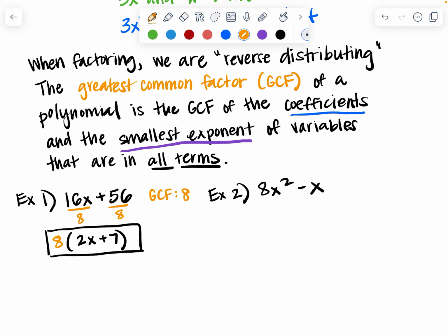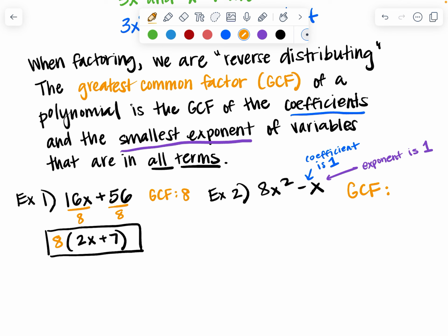In this next one, let's find the greatest common factor. Things to keep in mind: this one has a coefficient of 1, and it also has an exponent of 1. So if the coefficients are 8 and 1, the largest thing I'm going to be able to divide them by is 1. So I don't even need to write the 1, because anything divided by 1 is just itself.